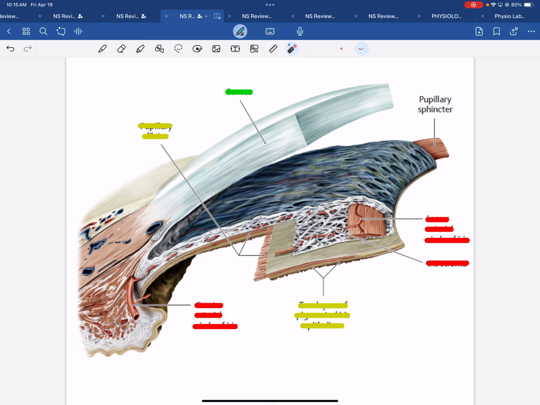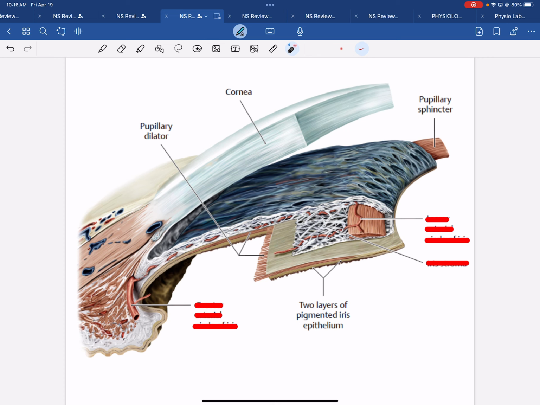Okay. What is this? That's the cornea. Good. Yeah, so pupillary sphincter, pupillary dilator. These are not in the lab manual. All this is just for fun. It's in the book, yes.